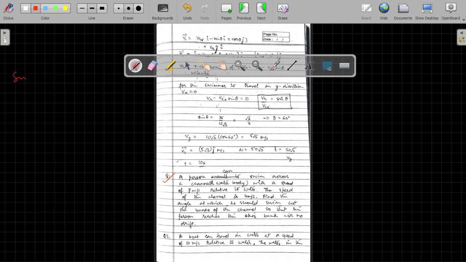Again, we know the condition. Sine theta is equal to velocity of river divided by velocity of swimmer with respect to river. Velocity of river is 4, swimmer is 8, that gives half. This means theta should be equal to 30 degree.